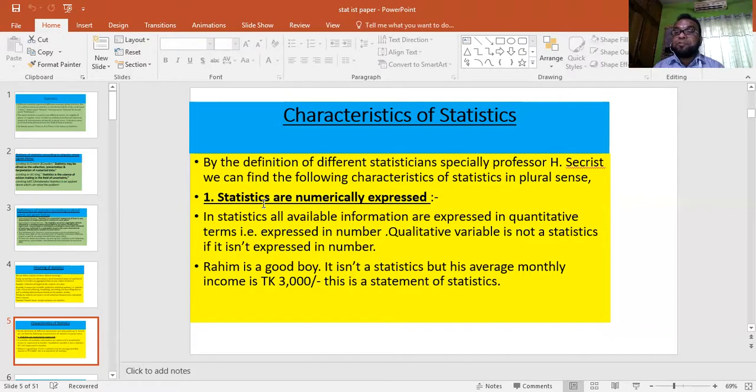Statistics are numerically expressed. It should be numerically expressed, not qualitative data. It should be quantitative. In statistics, all available information is expressed in quantitative terms, that is, expressed in numbers. A qualitative variable is not a statistic. If it is not expressed in number, it is not a statistic. If I say that Rahim is a good boy, it is not a statistic. But if I say that the average income of the employees of this company is taka 3000, then it is a statistic. The average marks of this class is 90%, this is a statistic. It is not a statistic to say that the marks of the students of this class are very high.